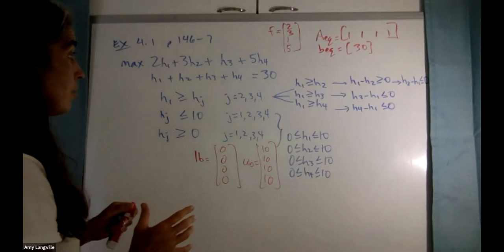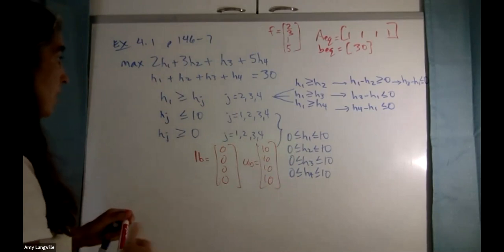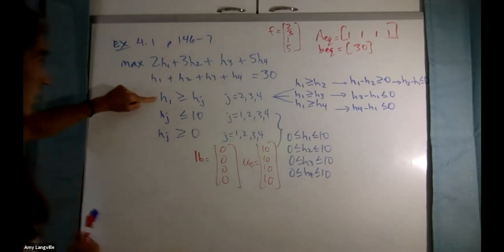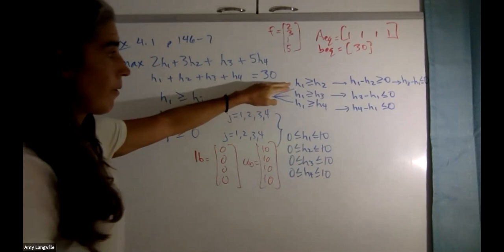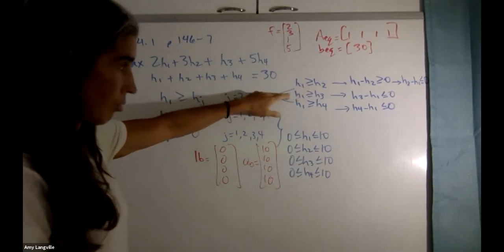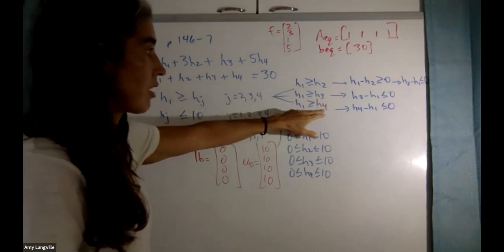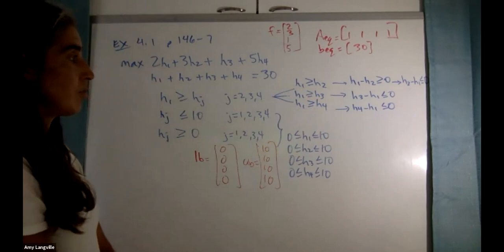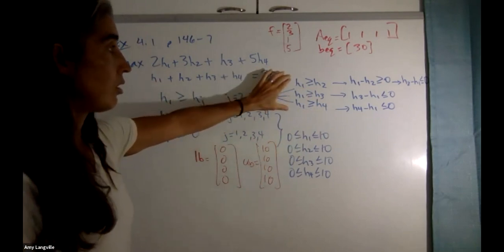And now we need the matrix associated with the remaining inequalities. This one was written compactly for j equals 2, 3, 4, so I split that out. H1 is greater than H2: number of hours on OR is greater than the number of hours on stats. Number of hours in OR is greater than number of study hours in material science. So this one actually splits into 3 separate inequalities.